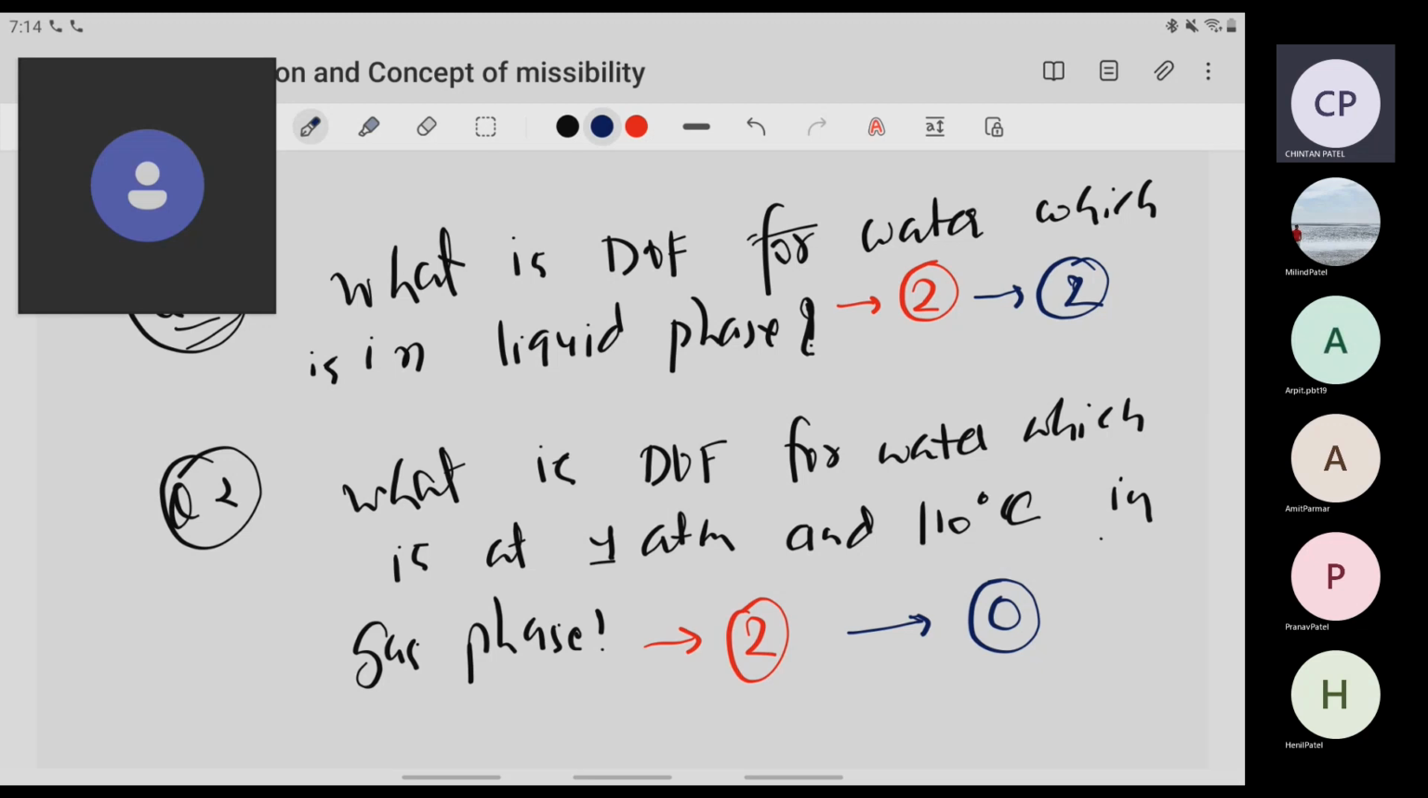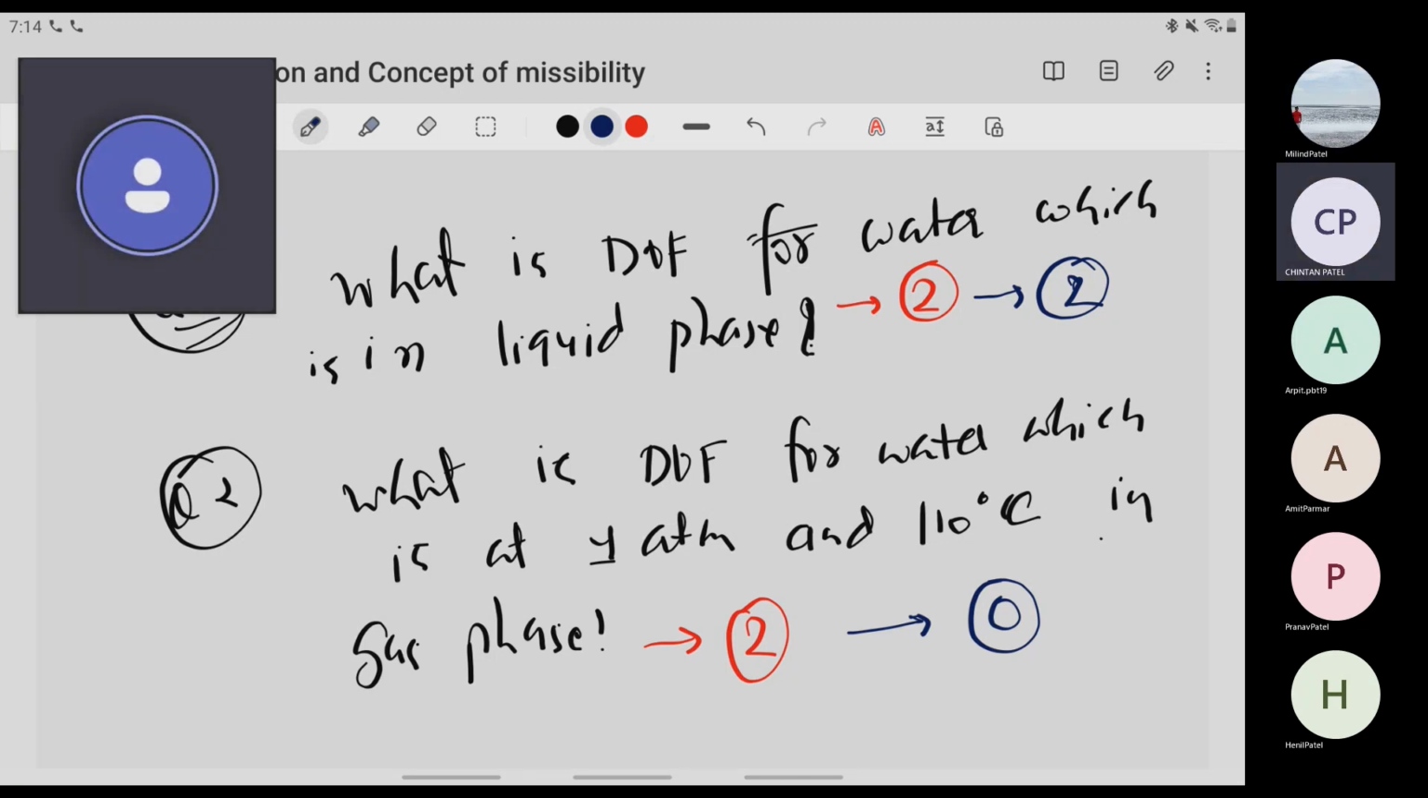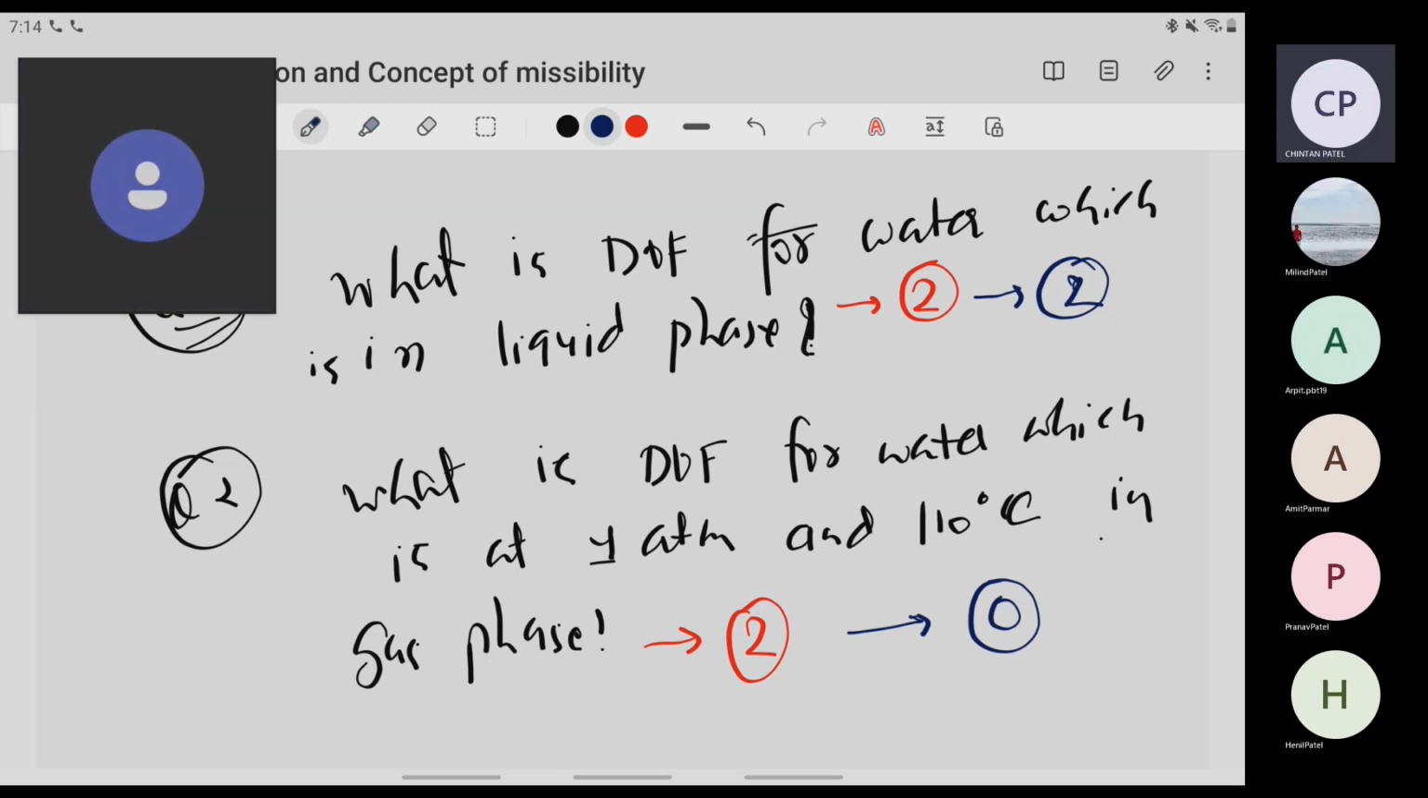Okay, why? What does degree of freedom mean? Yes, go ahead. Because sir, we have already defined it at 1 atmosphere and 110 degrees Celsius. So we require a zero parameter to define that particular phase. In question 2, the system is predefined.